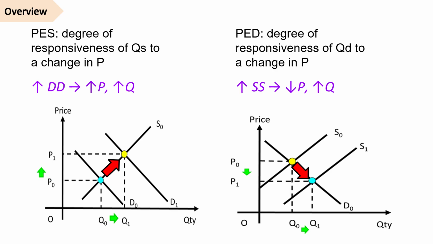If there's anything you take away from this slide, the most important thing is: if you see a change in supply, you use PED. If there's a change in demand, you use PES. Jot down that sentence, okay? Change in supply, use PED. Change in demand, use PES.